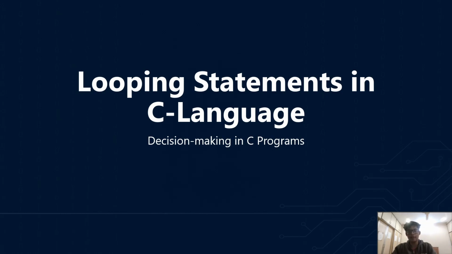Hi, I'm going to talk about repetition statements, also known as looping statements in the C programming language. In programming, we often need to repeat certain actions. For example, printing a message multiple times, adding a series of numbers, or checking every item in a list. Instead of writing the same code again and again, we use loops. Loops help us execute a block of code multiple times automatically, saving both time and effort.